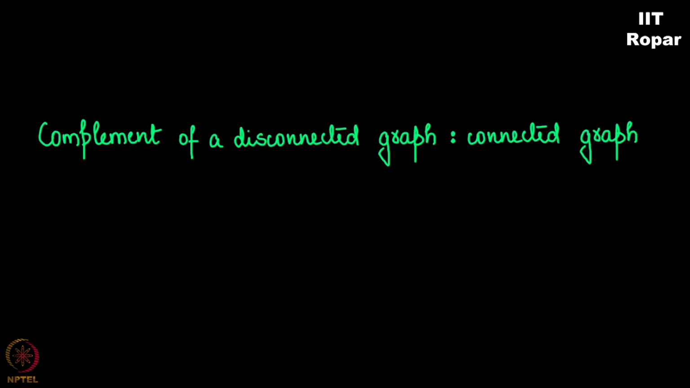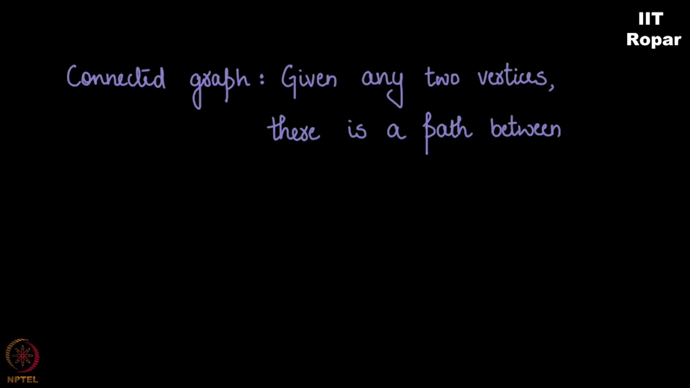Let's see the proof. Firstly, what do you mean by a connected graph? Let's recall. Connected graph means given any two vertices, there is a path between them. Right? The very word connected in English means that two locations are connected if there is a road from this location to that location. Although it can pass through several other locations, there is a path. So by a connected graph, we mean given any two vertices, there is always a path between them. At least one path between them.